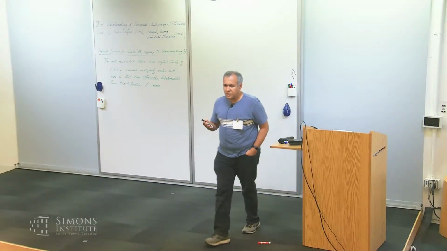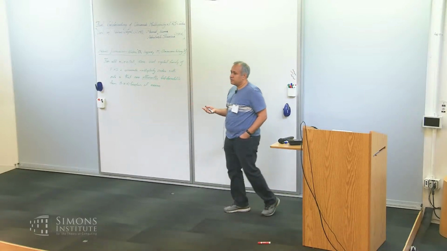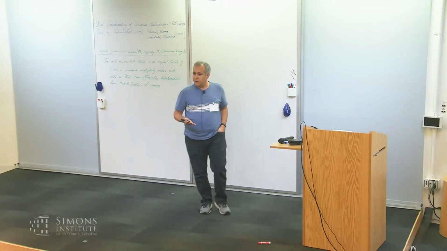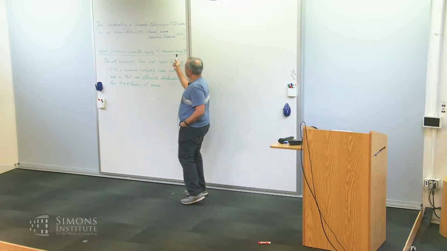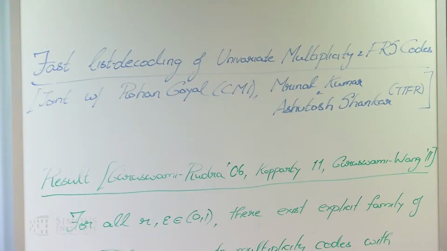So the starting point for this work comes from the seminal results of list decoding up to capacity: the explicit list decoding up to capacity results, first of Guruswami and Rudra in the context of FRS codes, and subsequently of Kopparty, Guruswami and Wang for univariate multiplicity codes. Let's quickly recall what these results show. They show that for every constant rate R and epsilon, there exist explicit families of FRS or univariate multiplicity codes that are efficiently list decodable all the way up to the maximum number of possible errors, that is, basically 1 minus R minus epsilon fraction of errors. And these are beautiful algorithms.